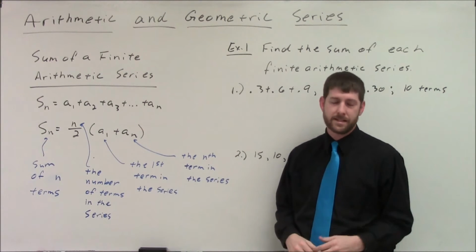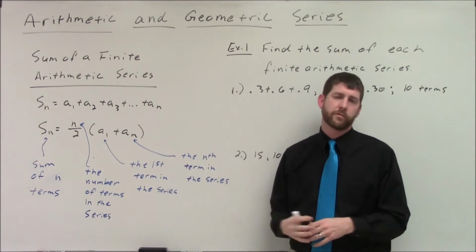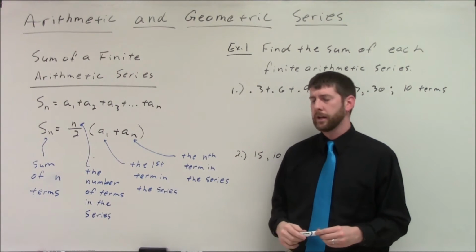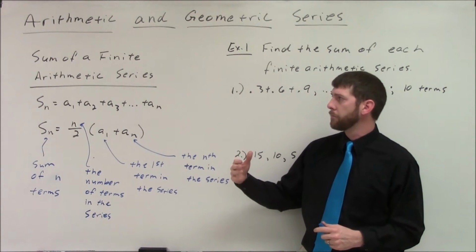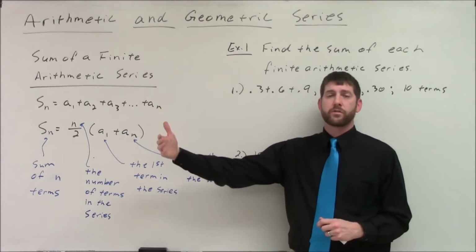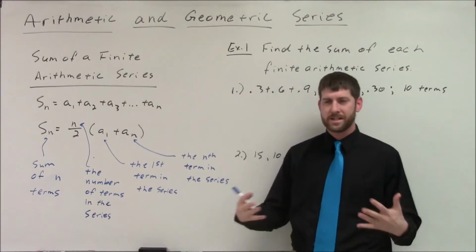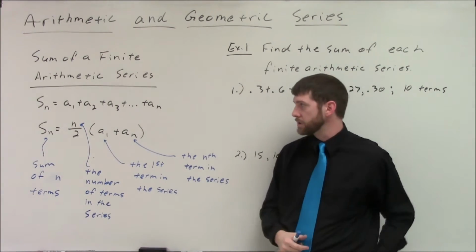We've talked before about a sequence. A sequence is an ordered set of numbers that we generate by repeating a pattern again and again and again. A series is where we take the numbers from that pattern, or from that set of numbers, and we add them all together. So it's the sum of the terms within a sequence.